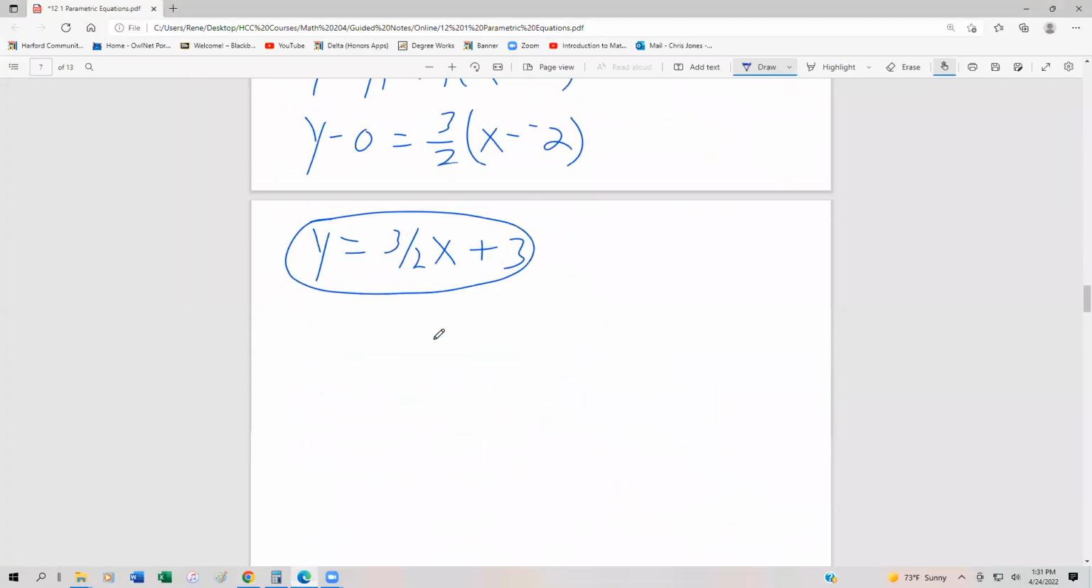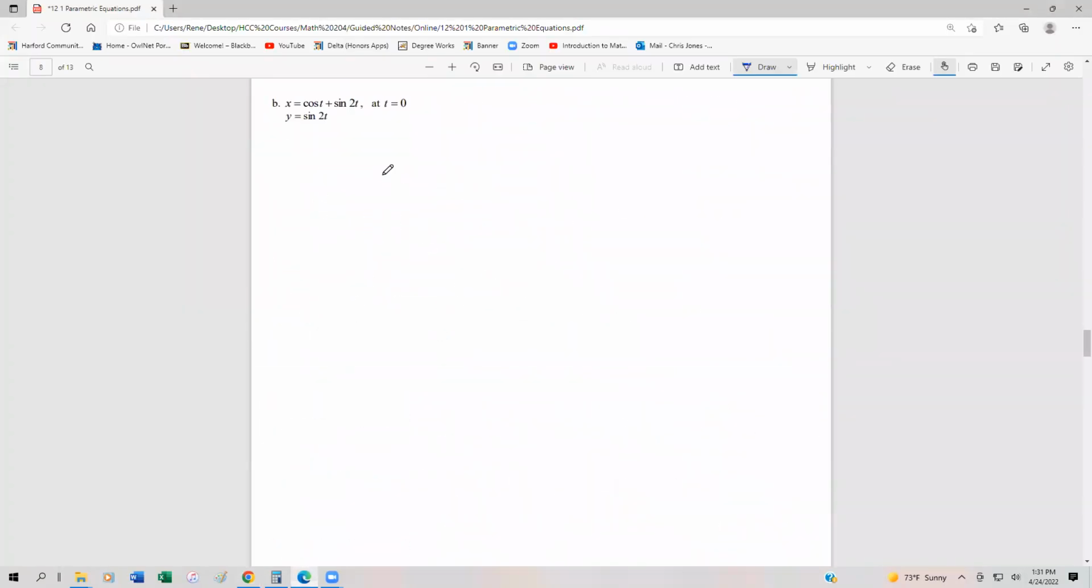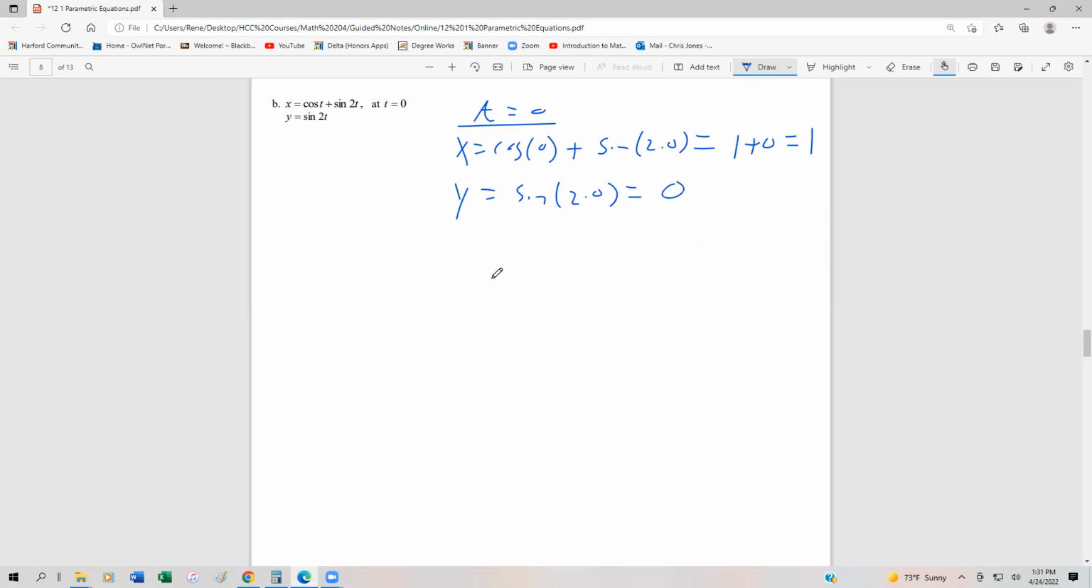A second example we can look at this time is trigonometric. So we have x is cos t plus sine 2t, and y is sine 2t. Let's see if we can find the equation of the tangent line. Again, we're going to substitute t equals 0. When t is equal to 0, this one's pretty easy. We get x equals cos of 0 plus sine of 2 times 0, which is 1 plus 0, which is 1. And then y is sine of 2 times 0, which is 0. So we're looking at the point (1, 0) on our graph.